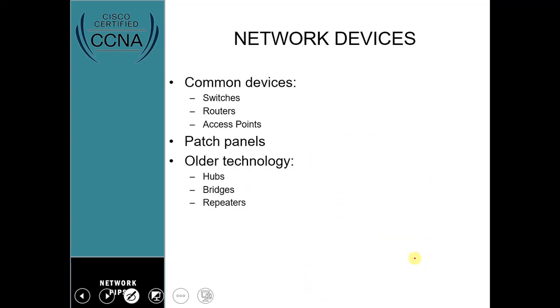So we have different types of network devices. The common ones you'll be seeing or hearing in this course will be your switches, your routers, and your access points. You also have your patch panels as well. Then you have the old technology, the old devices you'll be seeing, which are your hubs, your bridges, and your repeaters.